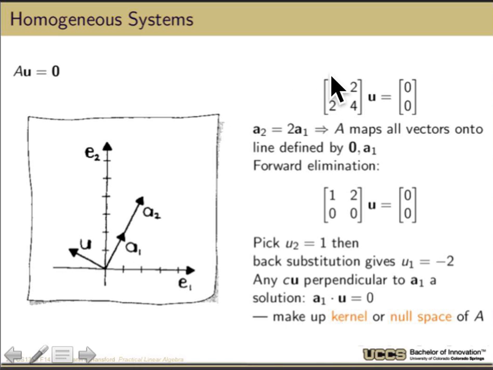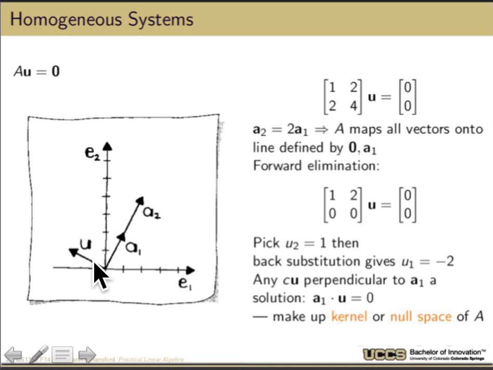So if we go back to the homogeneous example we looked at before with 1, 2, 2, 4, which we know are dependent, equals 0, 0. If I shear this again by doing the forward elimination, I'm going to get 1, 0, 2, 0, u equals 0, 0. If I pick u2 equals 1 and then do back substitution, I'm going to get u1 equals minus 2. Now this turns out to be a special case because any cu that is perpendicular to a1 is a solution. So if I take any constant times a1 dotted with u, this is perpendicular to anything that's on this line.